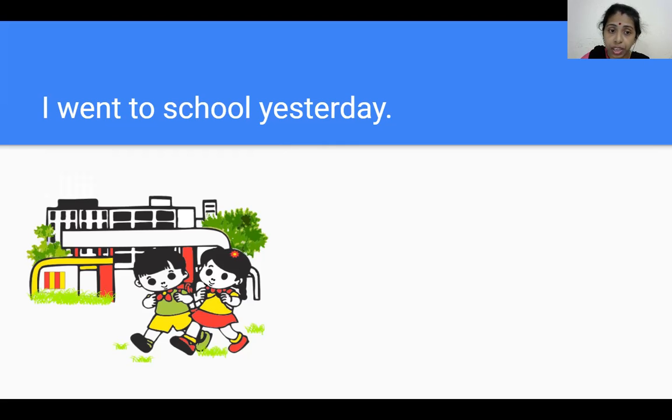So that's why here the action word or the verb went is representing the past tense of the verb. So when any work or incident has already completed, already finished, that is called the past tense of the verb.